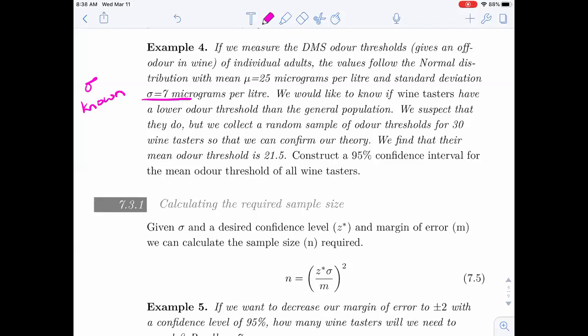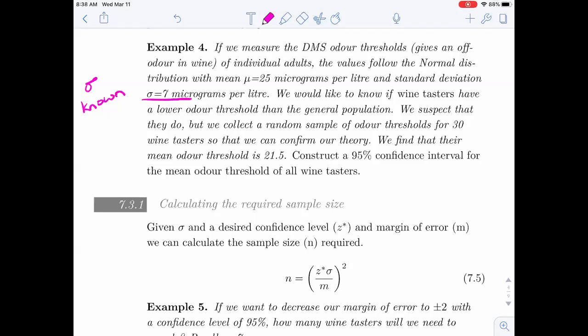So we collect a random sample of odor thresholds for 30 wine tasters so that we can confirm our theory. We find that their mean odor threshold is 21.5. So we've got a sample mean from a sample of size 30 of 21.5, which we want to compare to our 25. Us normies have an odor threshold with a mean of 25. Construct a 95% confidence interval for the mean odor threshold of all wine tasters.